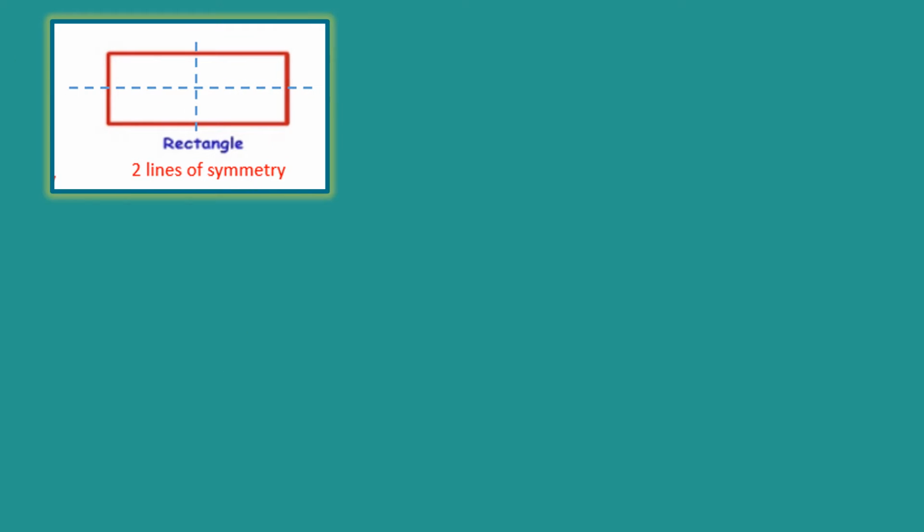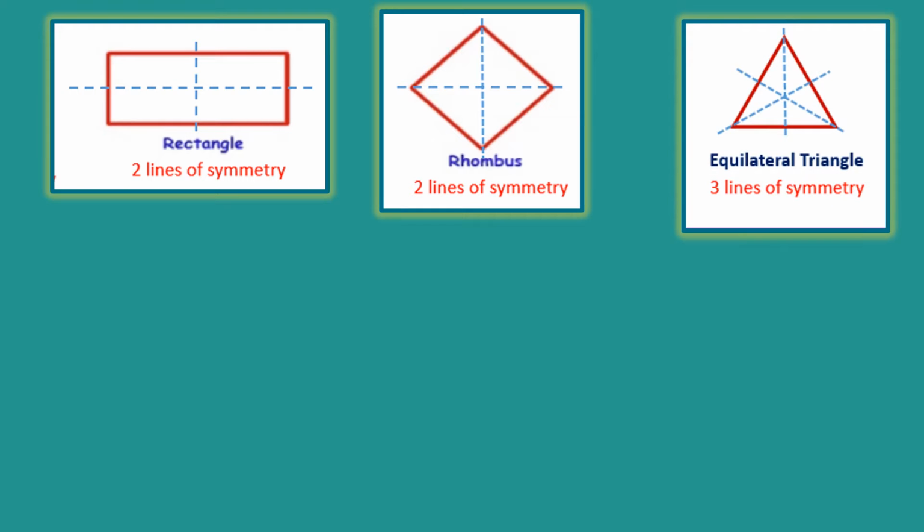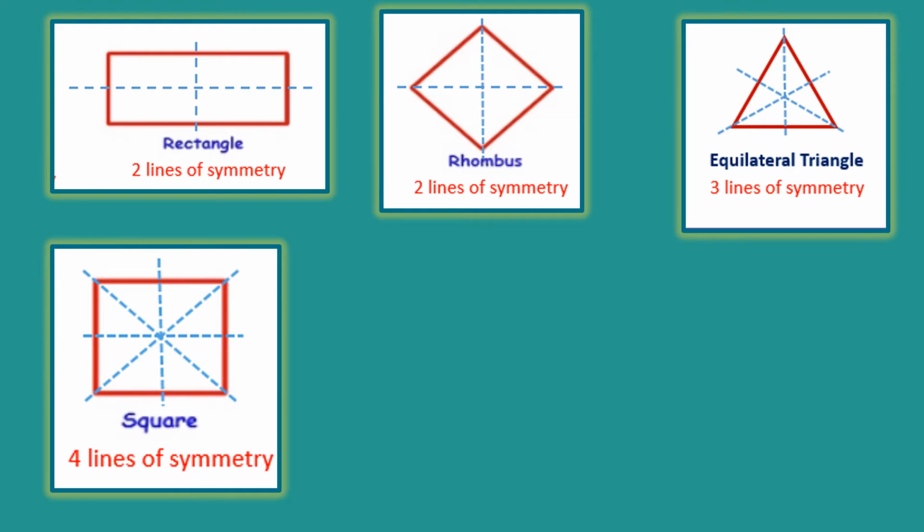A rectangle has two lines of symmetry. A rhombus also has two lines of symmetry. But an equilateral triangle has three lines of symmetry. A square has four lines of symmetry.